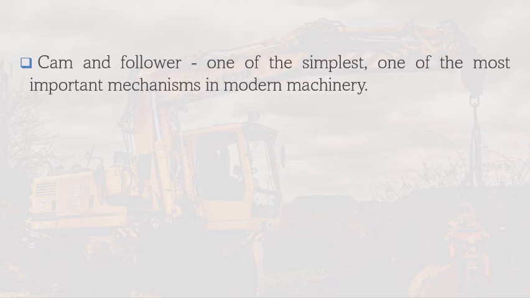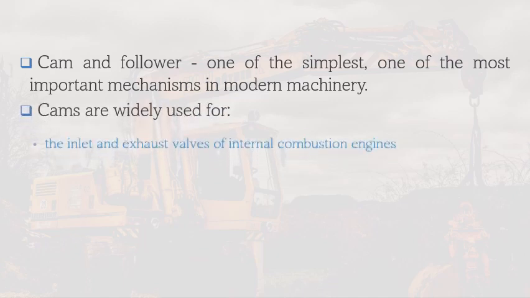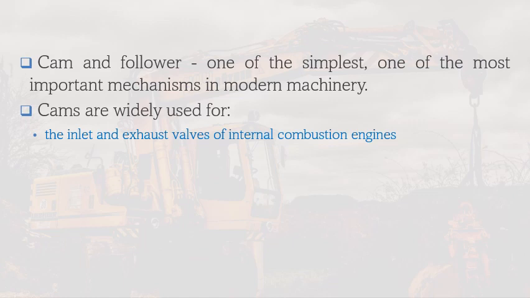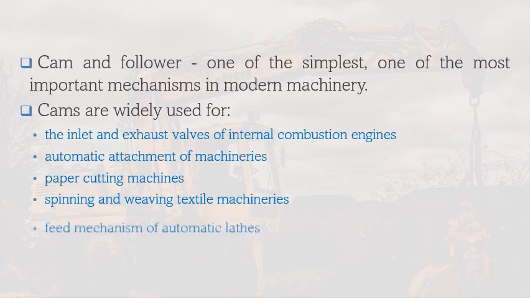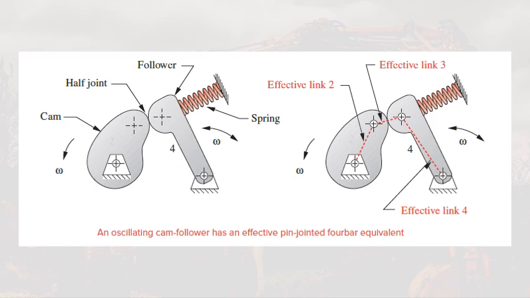The cam and follower are one of the simplest and one of the most important mechanisms in modern machinery. Some of the applications are the inlet and outlet valves of internal combustion engines, automatic attachment of machineries, paper cutting machines, spinning and weaving textile machineries, feed mechanism of automatic lathes, among others. Compared to linkages, cams are easier to design to give a specific output function, but they are much more difficult and expensive to make than a linkage.